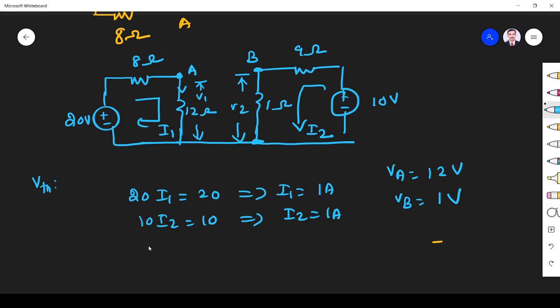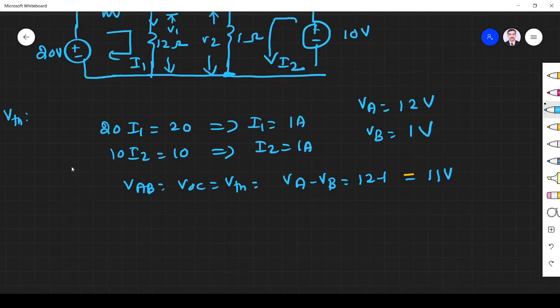So what I need is VAB, right? Because we have to find the voltage across A and B. So that is our open circuit voltage, which is nothing but our Thevenin's voltage. So that is equal to VA minus VB. 12 minus 1 is equal to 11.